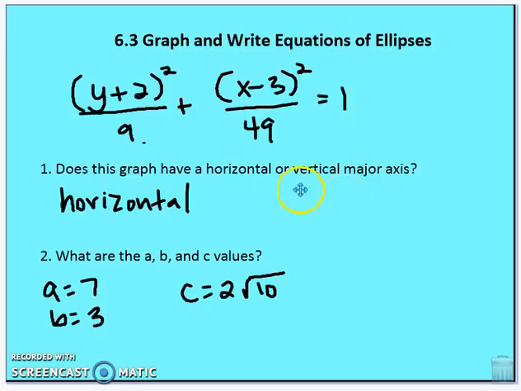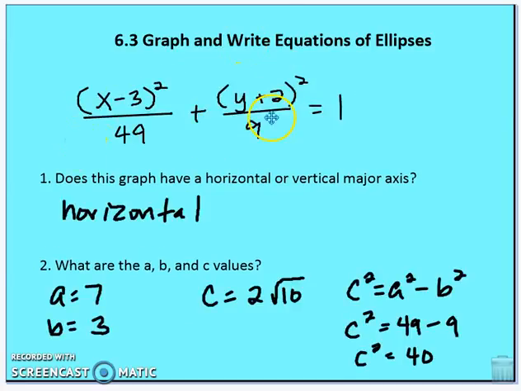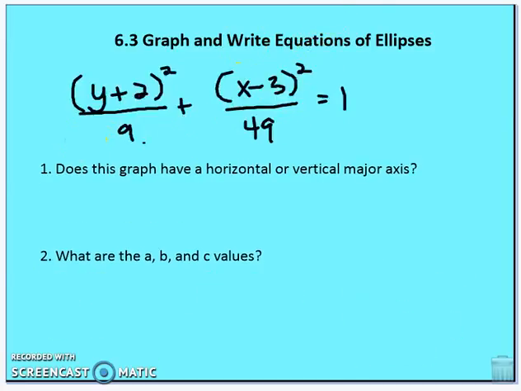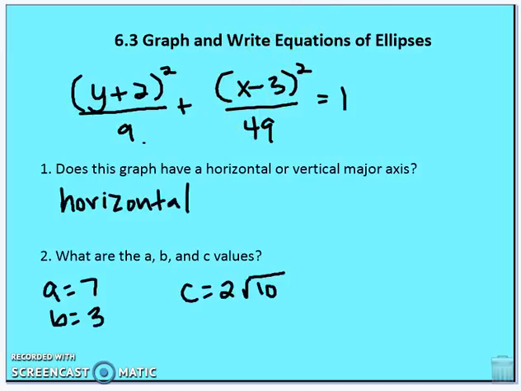And yes, this is sort of a trick question. The only thing that I've done from the prior equation is I've just switched the terms in order, but the equation for the ellipse is still the same. So it's still horizontal major axis, A is still 7, B is still 3. So the term with the a squared value doesn't have to be the first term in this case. So just look for the denominator with the largest value, that's the a squared term.